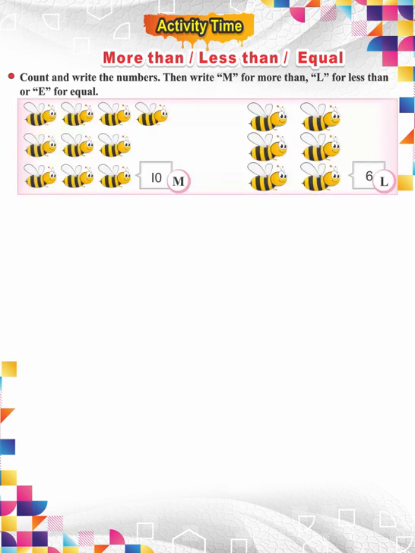In the first row, there are 1, 2, 3, 4, 5, 6, 7, 8, 9, 10 honeybees in the left box, while there are 1, 2, 3, 4, 5, 6 honeybees in the right box. Hence, write M in the left box for more than and write L for lesser than in the right box.